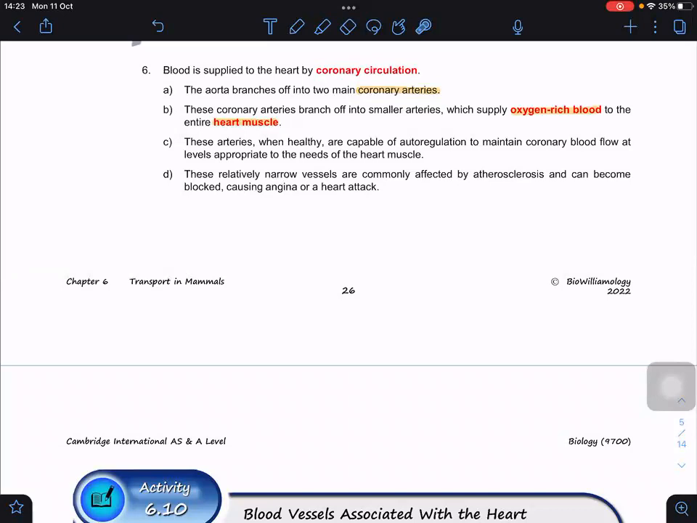And they are relatively narrow. Why narrow? Because for all arteries, they have a thick wall to lumen ratio, right? So if the wall is thick, the lumen is small, which means the lumens are generally narrow.